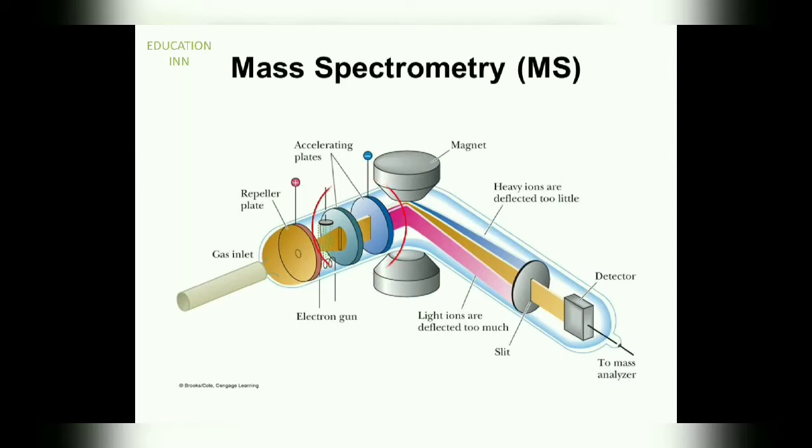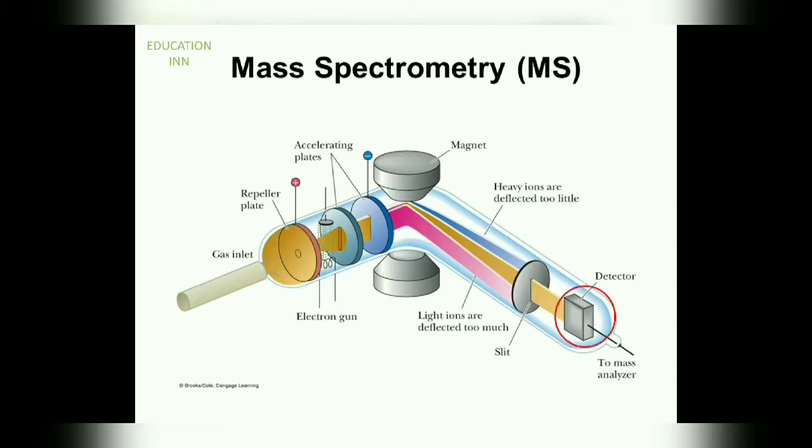Next one is electron gun, which emits electrons. These are the accelerating plates which are connected to electric field and they have negative charge. They repel electrons, so the electrons move faster. This is the magnetic field which surrounds the mass spectrometer, and this is the most important part which separates isotopes. This is the slit which collects different isotopes. Different isotopes fall at different positions on the slit.